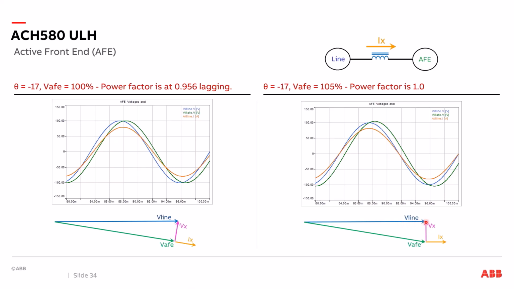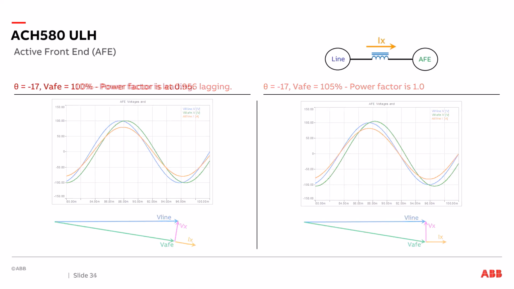And what happens to the current? From the difference in voltage, the current is now in phase with the line voltage. At this point here, the line voltage and the current are peaking at the same time. The power factor is now 1. So by changing the voltage and the phase angle of the active front end, which is recreating a new sine wave, we control the difference in voltage between the line and the active front end, and we control what happens with the current, how much current flows, and what the phase angle of the current is, which controls the power factor.